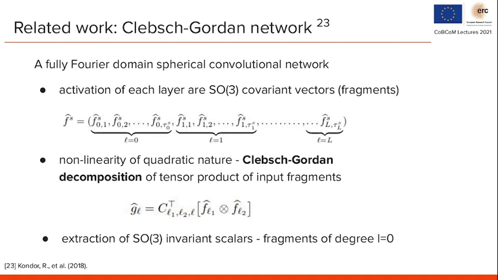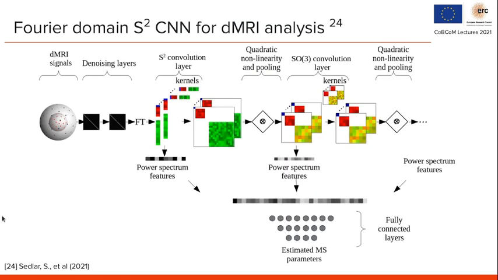Instead of SO3 signals, activations of each layer are SO3 covariant vectors, or fragments. After convolution, which can be seen as a convolution with zonal kernels, a nonlinearity of quadratic nature is applied using the Clebsch-Gordan decomposition of the tensor product of input fragments. From each layer, SO3 invariant scalars are extracted, which correspond to fragments of degree 0, and they are fed into a fully connected network.